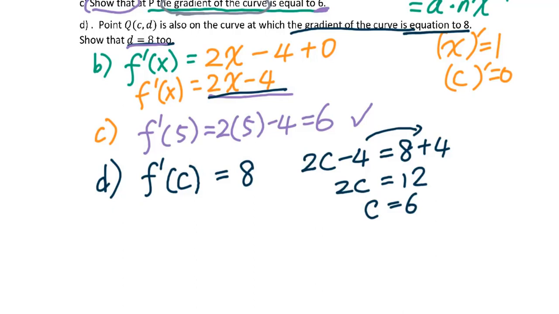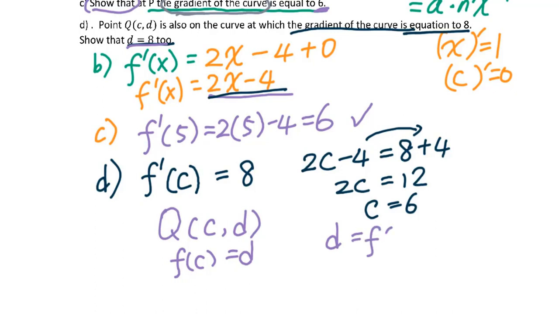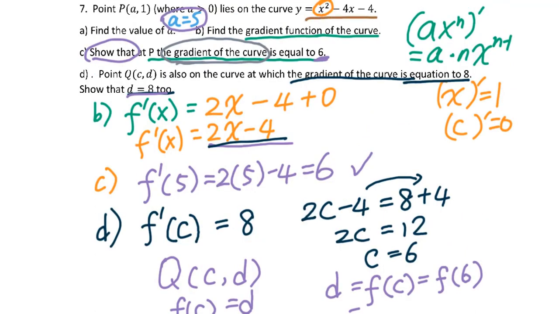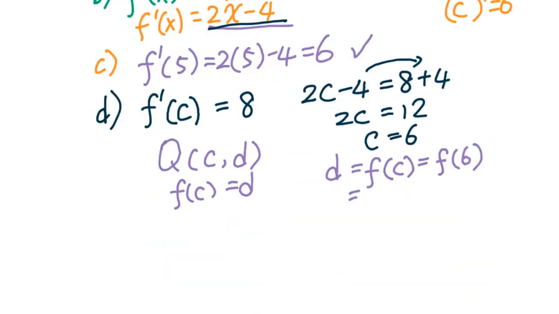How do you get the d? We know the point is (c, d). In other words, f of c equals d. So for d, you need to plug this c into the original function. That is f of 6. What's the original function? This is the original function, x squared minus 4x minus 4. So we substitute 6 into that x.